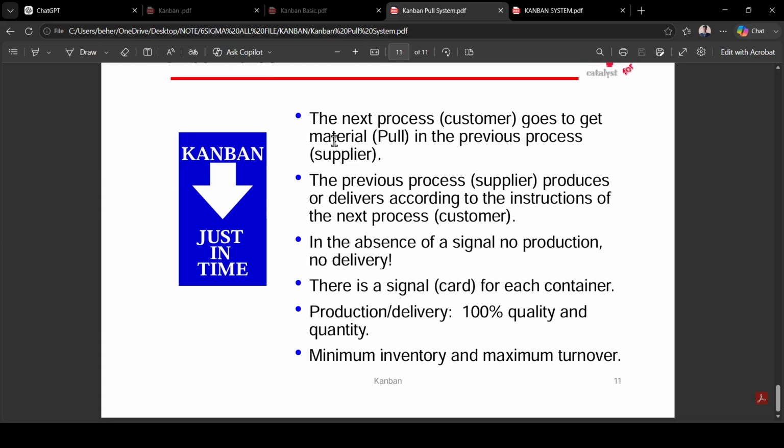maximum turnover. And that is my part 3 video, where I will explain more about Kanban. Let's start my part 4 video.